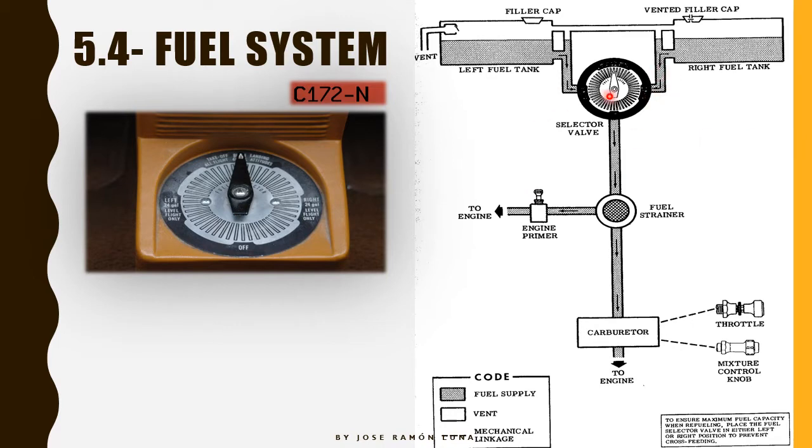We have a couple of fuel tanks, a selector, and we quickly get to the engine, right? It's not really a big deal. So let's take a look at it. First of all, we have the two fuel tanks. We have the left fuel tank and the right fuel tank. We have both fuel caps. That's basically like in your car. It's a cap that you can open, you put your hose inside, and you can fill up.